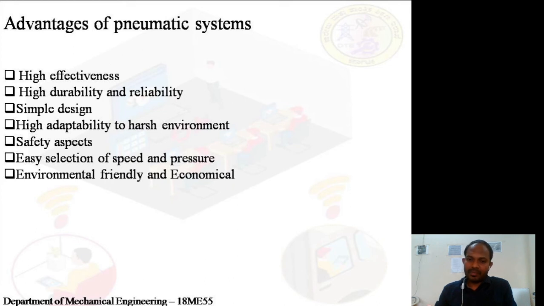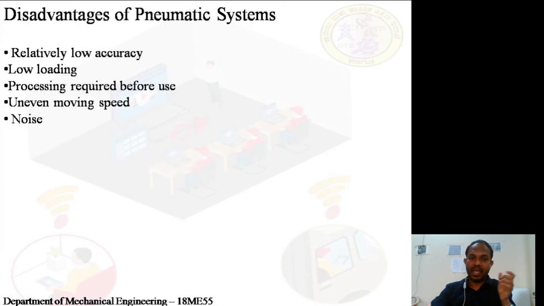Then environmentally friendly, obviously my dear friends, we are not polluting at all. We are not burning anything, we are not giving any waste to the atmosphere. So it is obviously environmentally friendly. These are all the few advantages of the pneumatic systems.